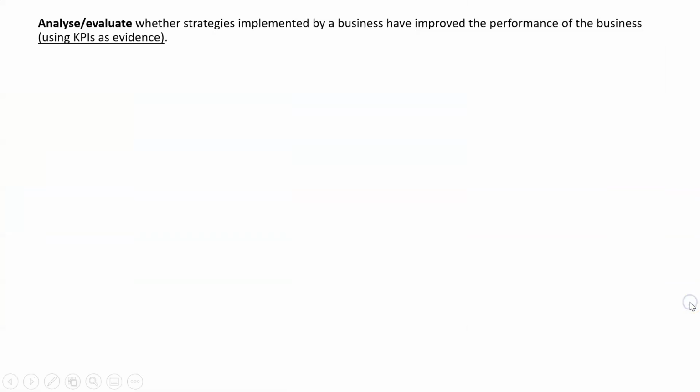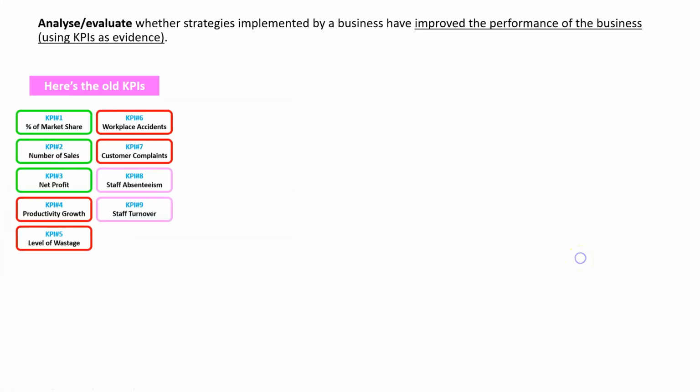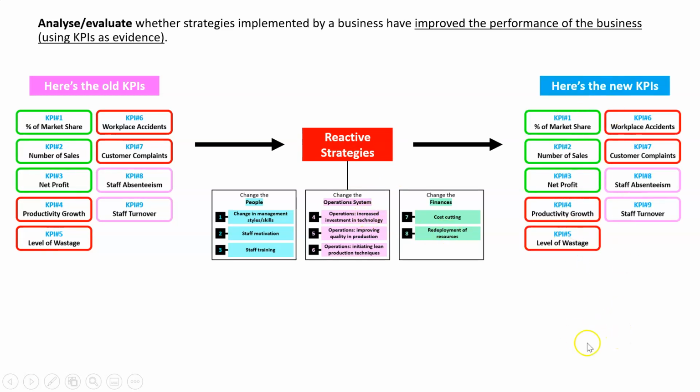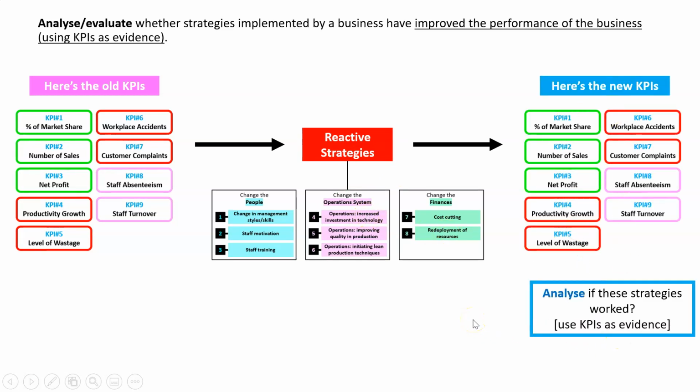So what might the questions look like? Well, it could be something like analyse or evaluate whether the strategies implemented by a business have improved its performance using your KPIs. So they'll give you some old KPIs. They'll say, here's something that they tried. Maybe they bought some new technology or redeployed resources. And here's the new KPIs. Can you analyse if these strategies worked and use your KPIs as evidence?